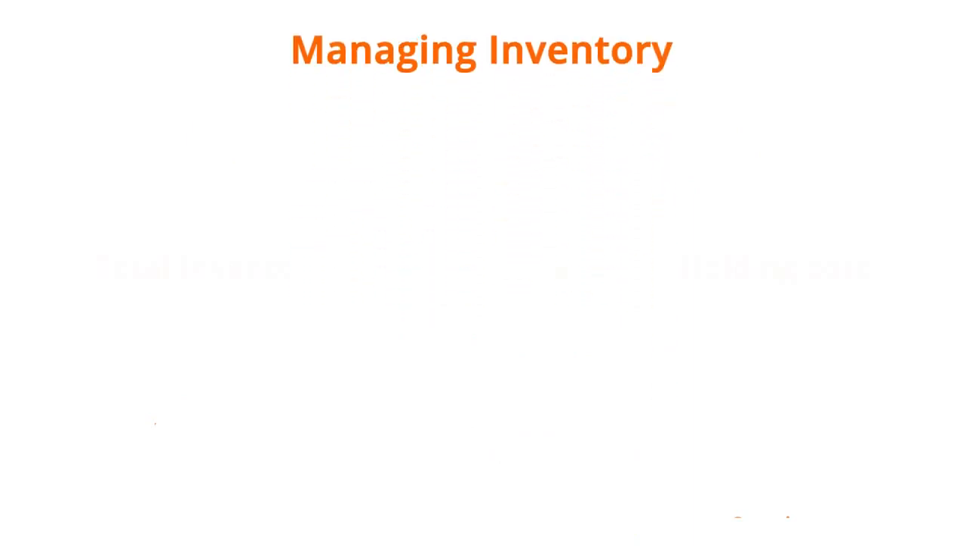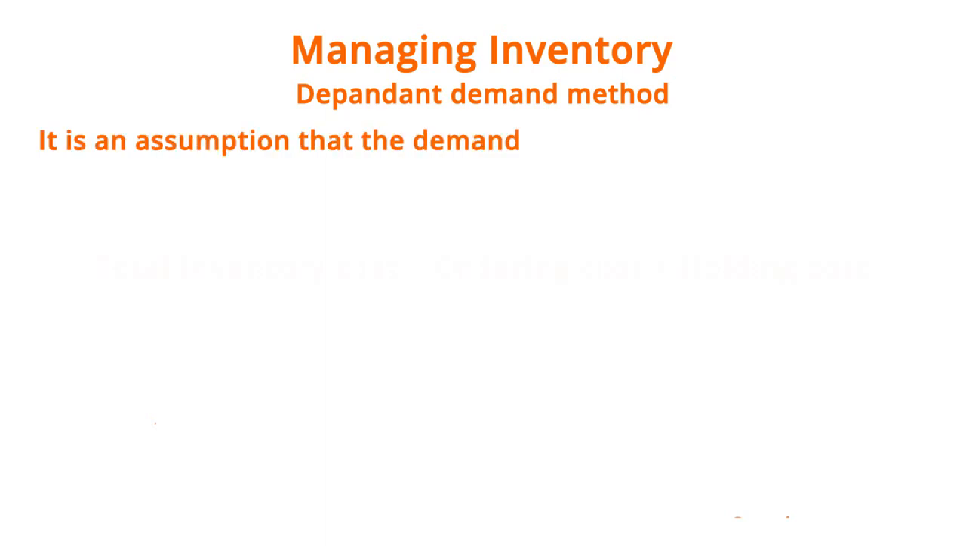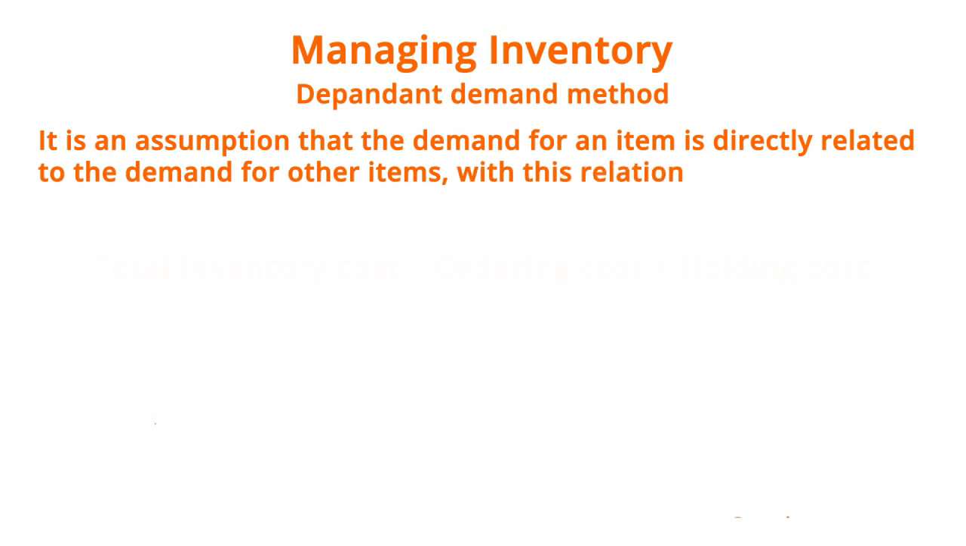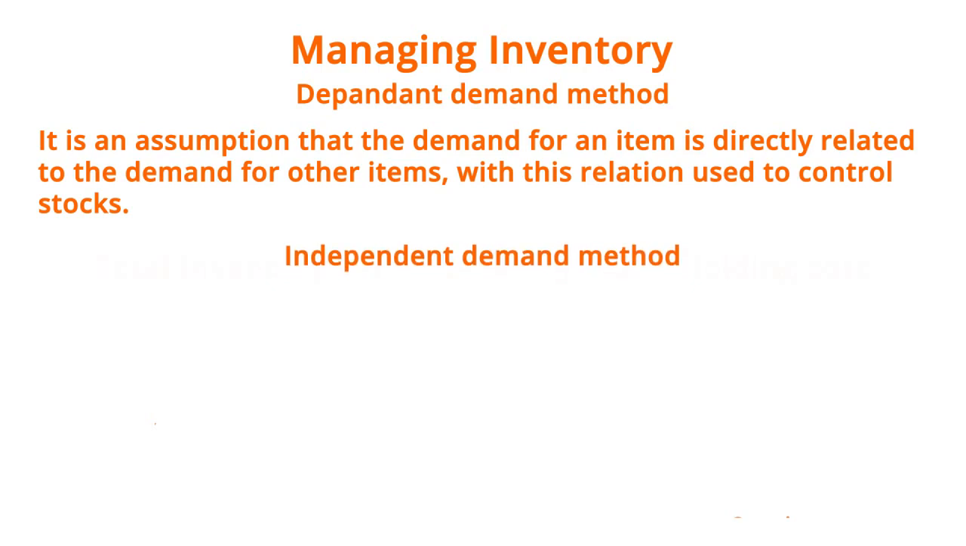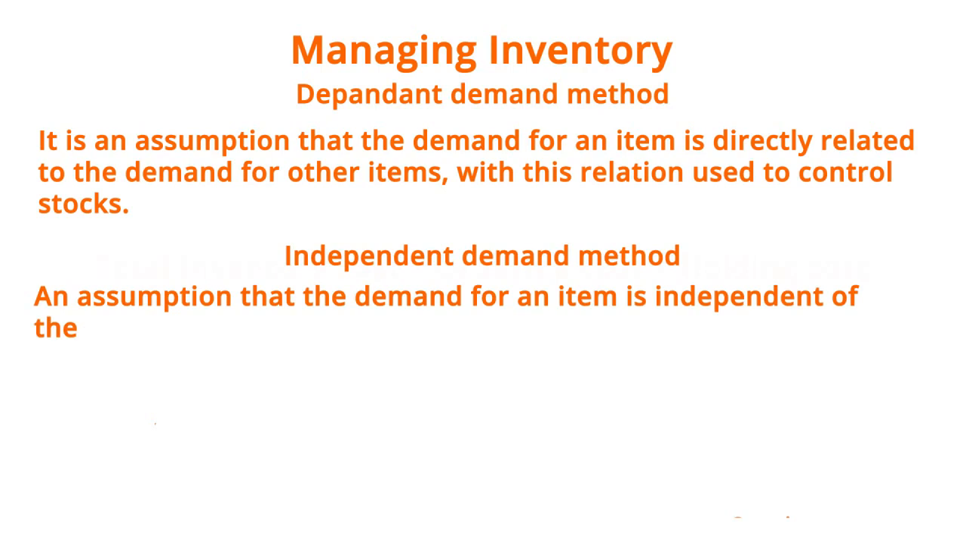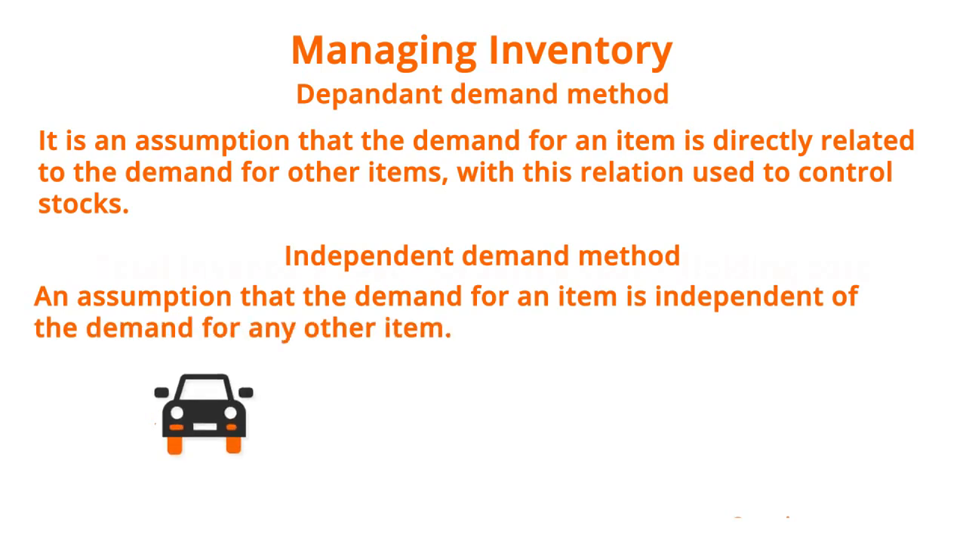There are two methods in which we can manage inventory. The first being dependent demand method. What does this mean? It's an assumption that the demand for an item is directly related to the demand for other items, with this relation used to control our stock. The second method is called the independent demand method, an assumption that the demand for an item is independent of the demand of any other item.